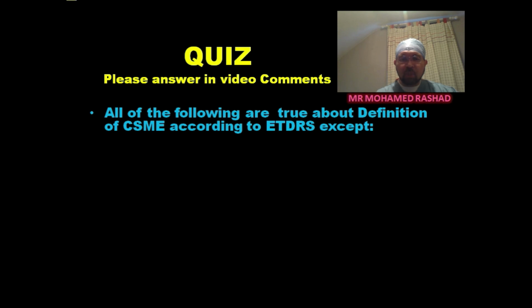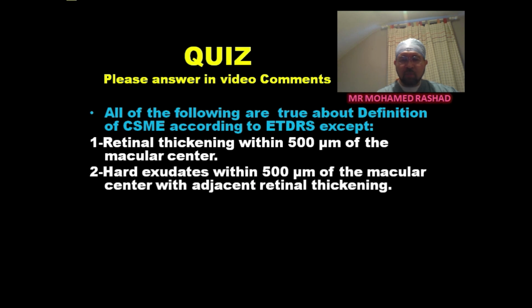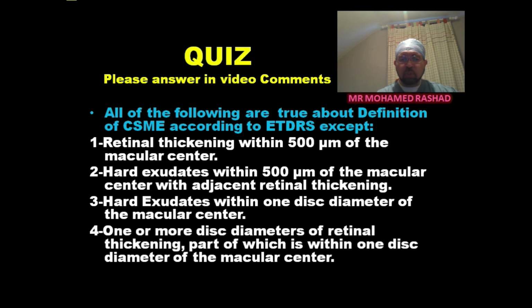So the first question today is: all of the following are true about the definition of clinically significant macular edema according to the ETDRS study, except. Number one, retinal thickening within 500 microns of the macular center. Number two, hard exudates within 500 microns of the macular center with adjacent retinal thickening. Number three, hard exudates within one disc diameter of the macular center. Number four, one or more disc diameters of retinal thickening, part of which is within one disc diameter of the macular center.